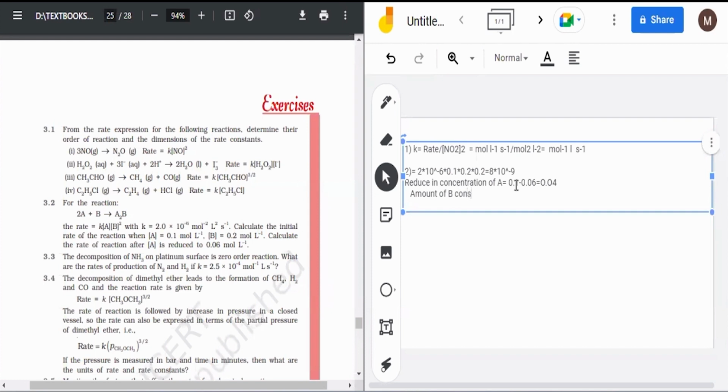Okay, so how much B will be consumed? If A changes, B will also change. We can see that when A is consumed twice, B is consumed once. So if 0.04 of A is consumed, then B will be 0.04 divided by 2, that is equal to 0.02. This much B will be consumed. So the concentration of B will be the initial concentration, which is 0.2, minus 0.02, that we will get 0.18. Okay, so we have the required concentration.